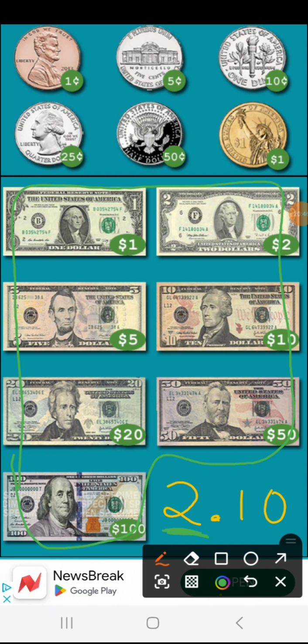So how you gonna get that? $1, $2. Good job. Now we don't have a $2 bill. Then what you gonna do? We're going to have two $1 bills. Good job, baby. Now that we got $2, we got the two parts of this. We got a check mark. Check. Now how are we gonna get 10 cents?